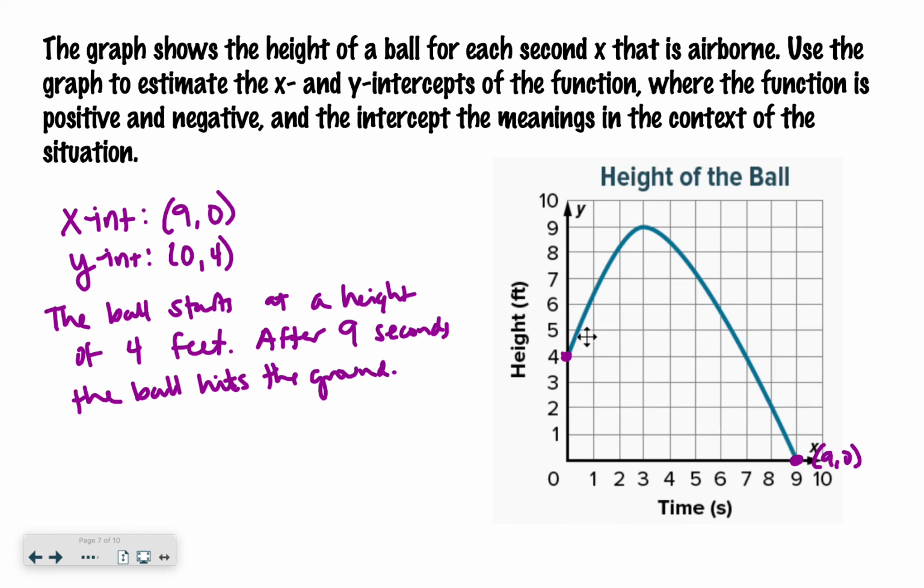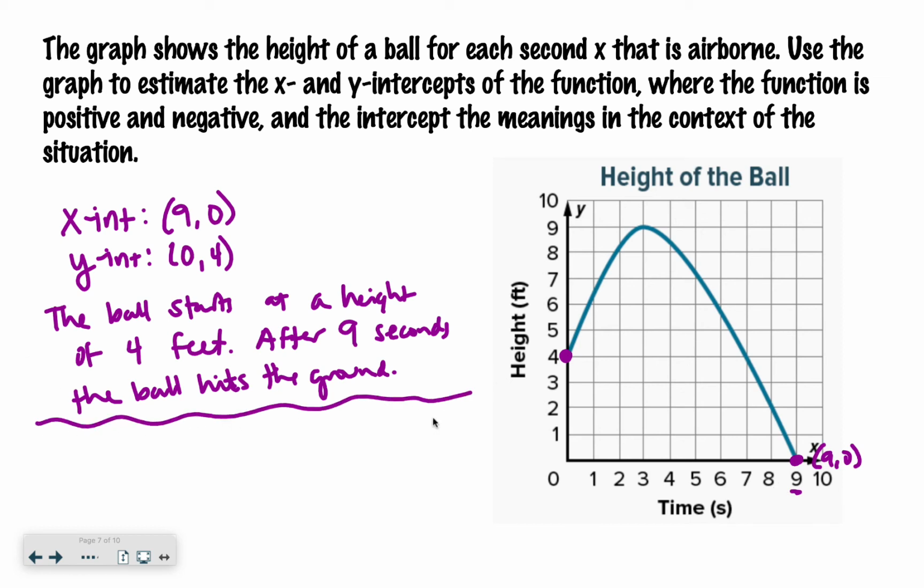Okay, does that make sense? So you can see the ball at 0 seconds, so the starting point is at 4 feet high. It goes up and it hits like 9 feet, and then it comes back down, and at 9 seconds, it is at 0 feet. So that would be where it impacts the ground. It hits the ground, okay?